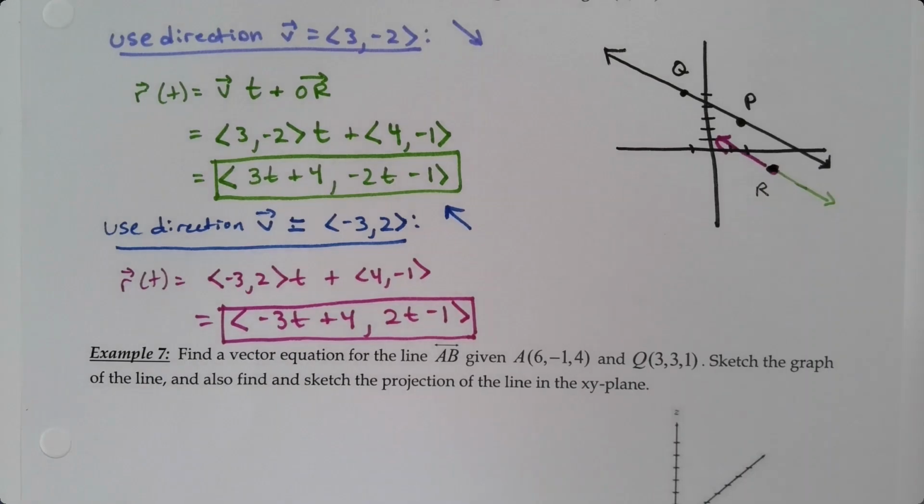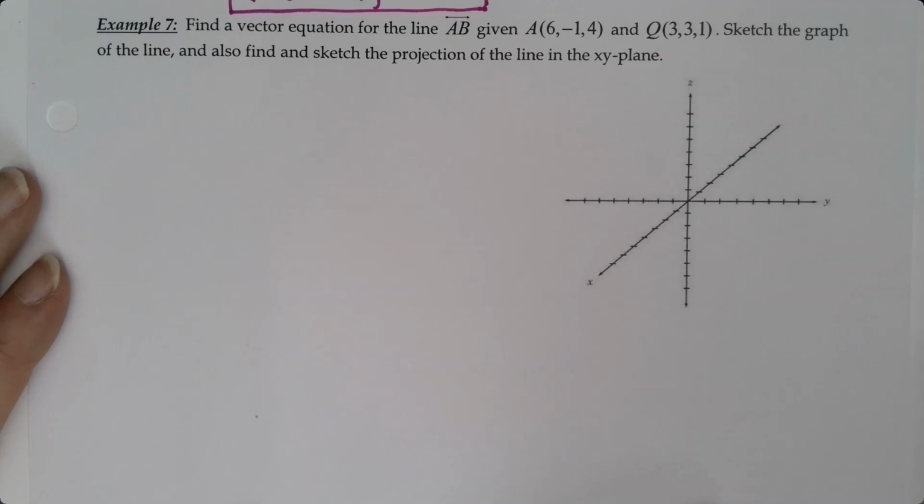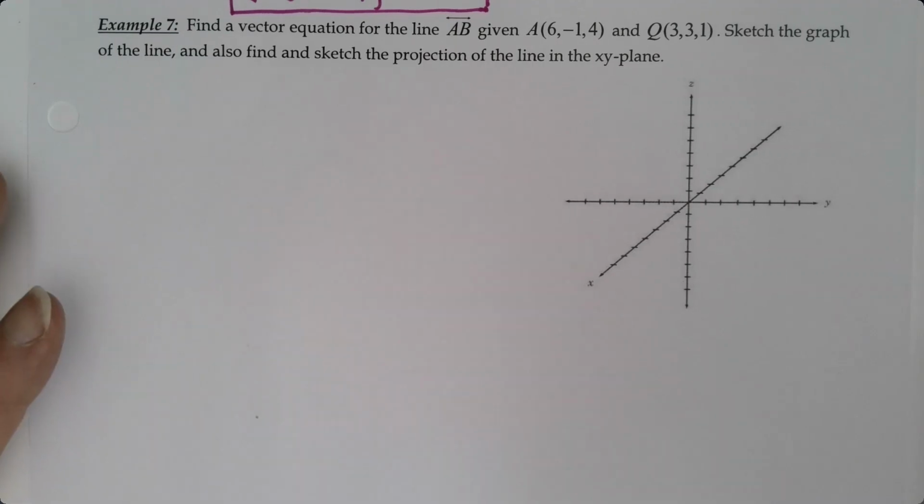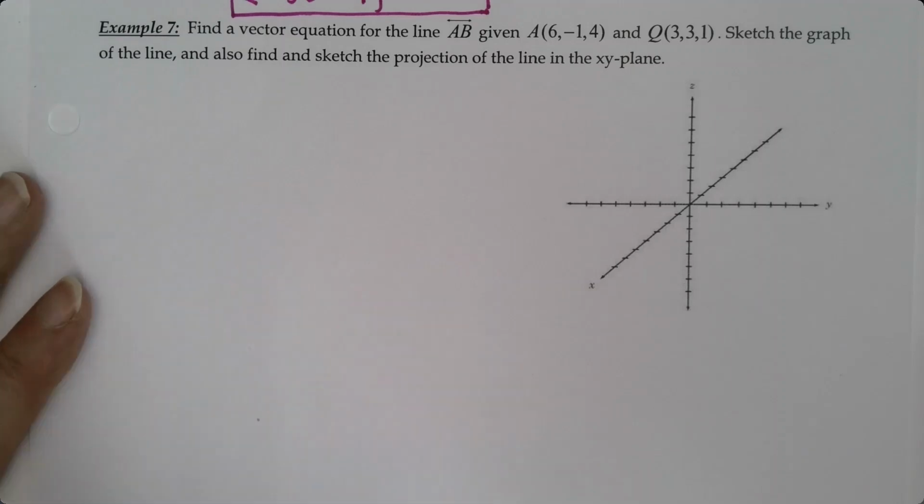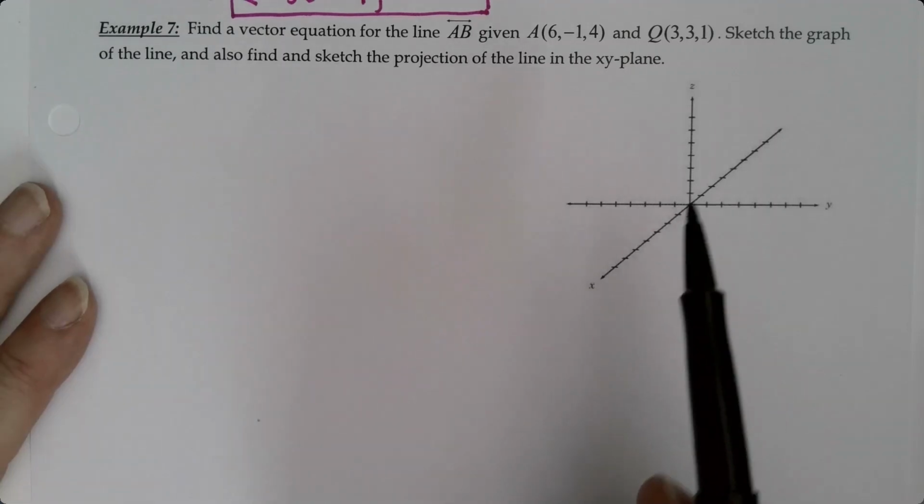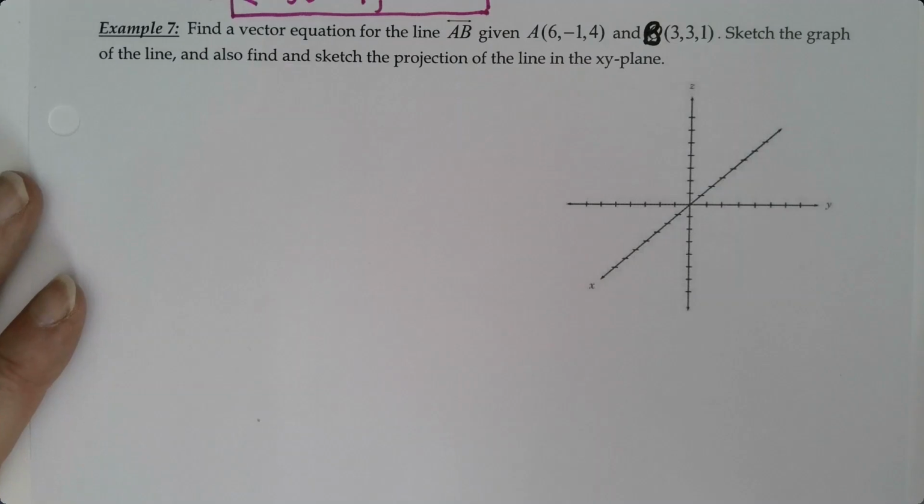Now, everything we've done so far has been in 2 dimensions. What if we kick it up a notch to 3 dimensions? Well, one, it's going to become a lot harder to draw, but two, other than that, everything else should work pretty much like we expect. So we're going to find an equation for the line AB, given that A is that, oh, this must be a typo, B is that. We're going to make that B. Sketch the graph of the line and also find and sketch the projection of the line in the XZ plane.